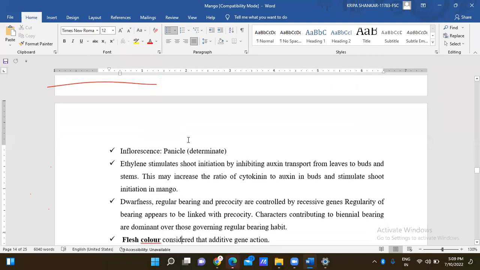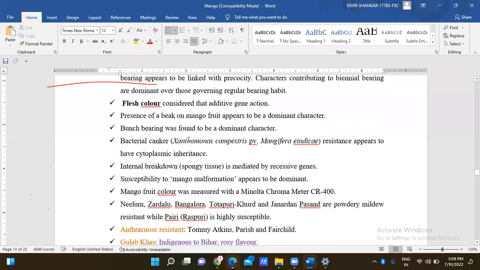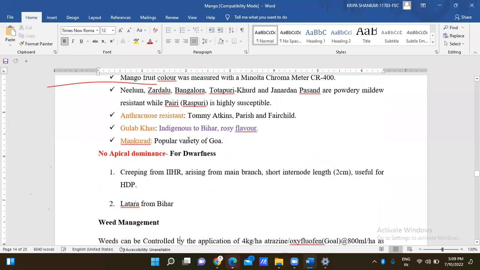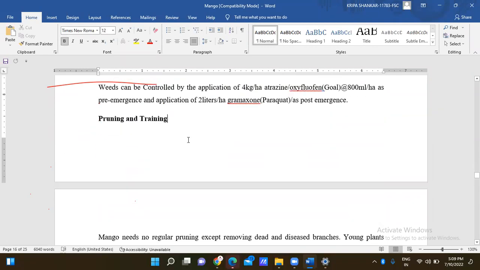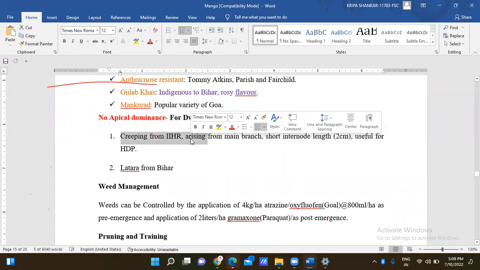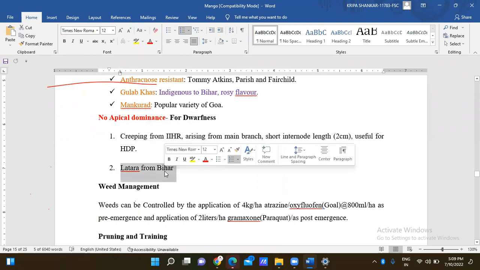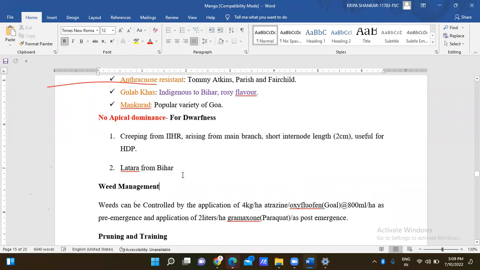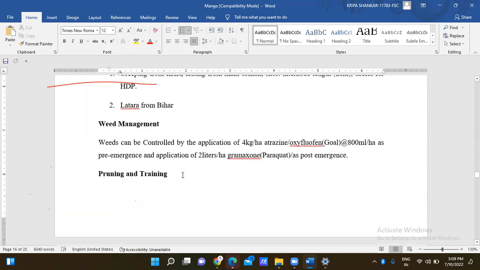Then we'll discuss apical dominance. These two questions are there. In these cases there is no apical dominance: one is Creeping from IIHR, one is Latara from Bihar. In this case, apical dominance is not there, so that's why dwarfing used to occur. If there is no apical dominance, it means the scion will not grow properly, so lateral branching will be there. This is the concept given by Nijjar.